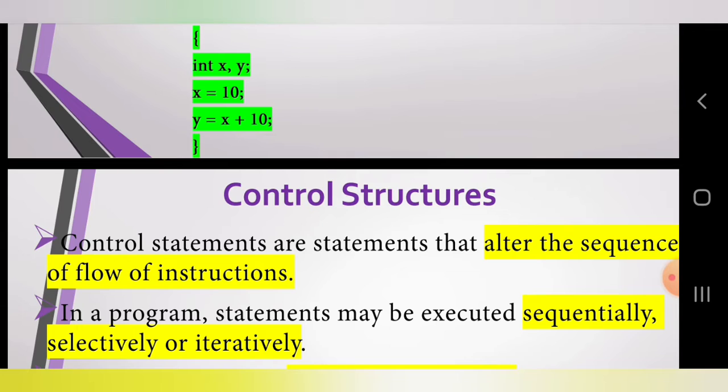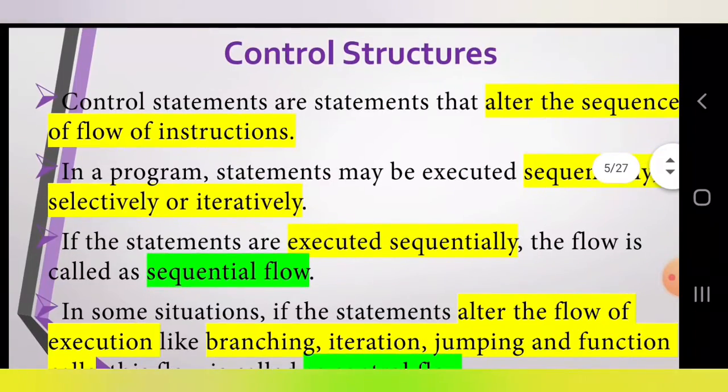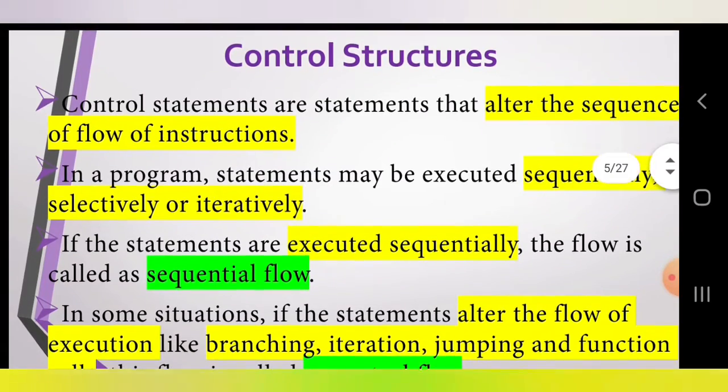A group of statements enclosed within curly braces is known as a compound statement. See in this example, how many statements are there? Three statements are there. These three statements are enclosed within the curly braces, so we call it a compound statement. Now you can understand what is meant by statement and what the different kinds of statements are.